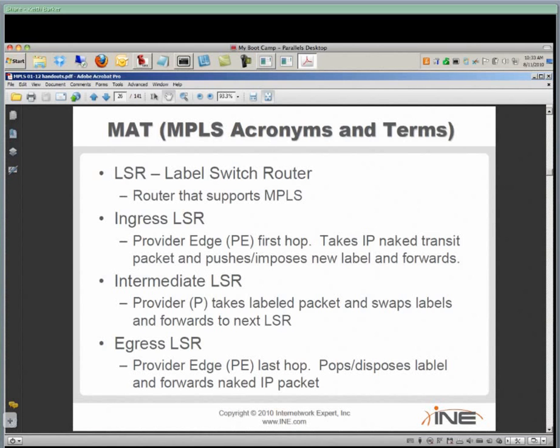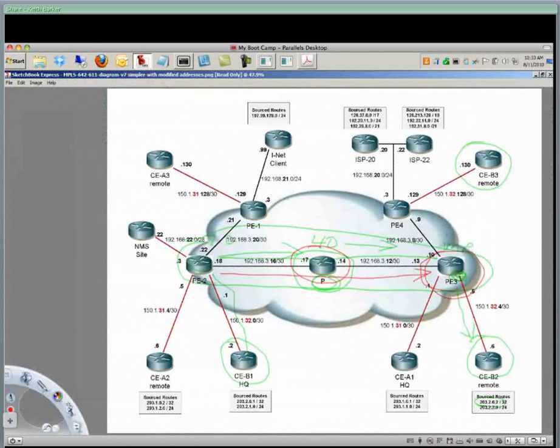And let me bring up this one. And here we go. Again, the controls in the bottom left will be able to identify and set up the screen so you can see it in the best possible light. So an LSR would be like a P router, a provider router. An ingress LSR would be considered a PE where the traffic is first coming into the network. Let's take a look at that in our drawing.